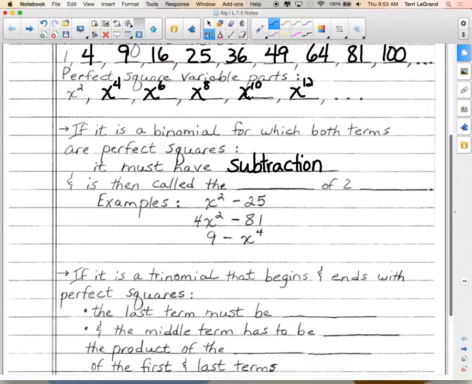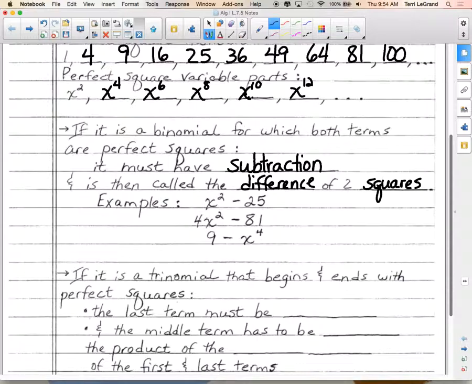So we have this binomial. The first term is a perfect square, the other term is a perfect square, and there is subtraction between them. It is then called the difference of two squares, or sometimes they just leave the word two out and say difference of squares.